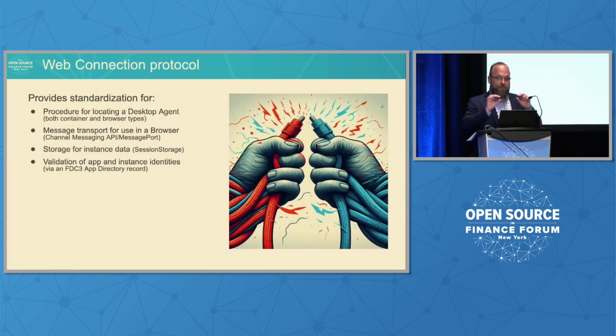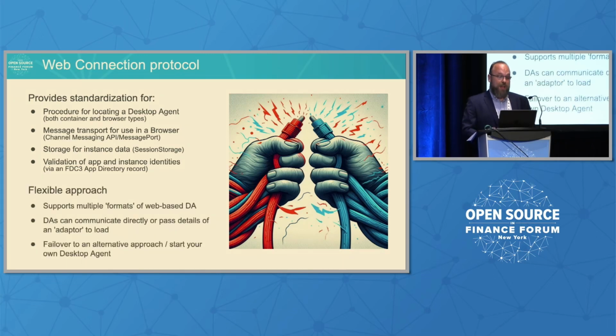But to give you just that very light summary, the Web Connection Protocol provides standardization for the procedures for locating a desktop agent of all types, and message transport for the desktop agent and the applications to actually communicate, based on the HTML standards, the channel messaging API. There is also some storage for instance data, based on, again, the HTML standard session storage API, which is involved in our validation of app and instance identities, which often connect back to an FDC3 app directory record.